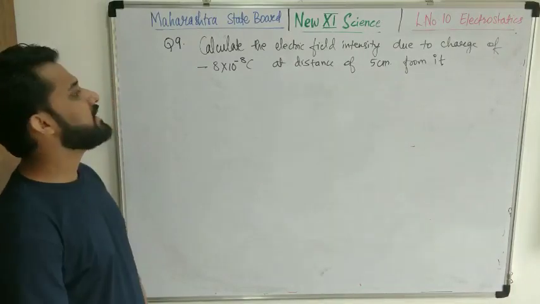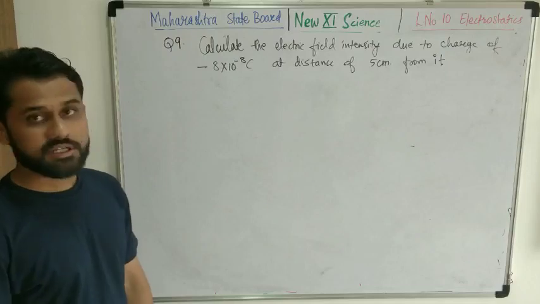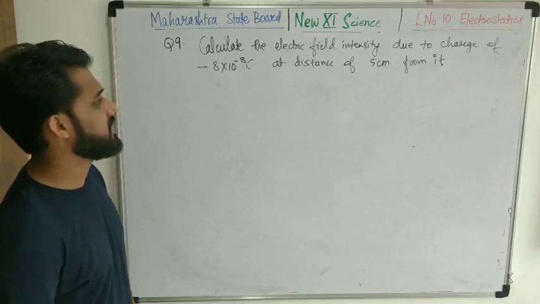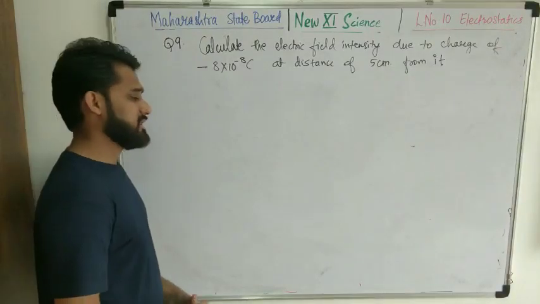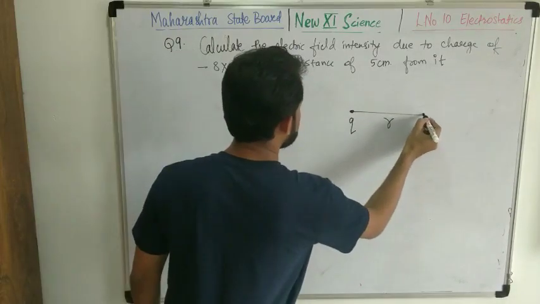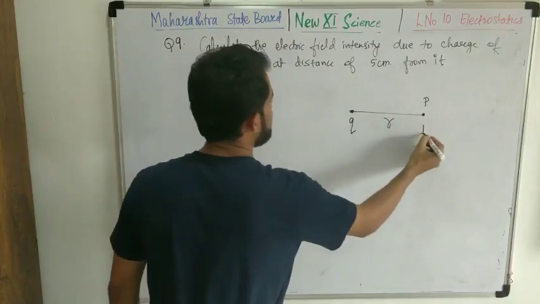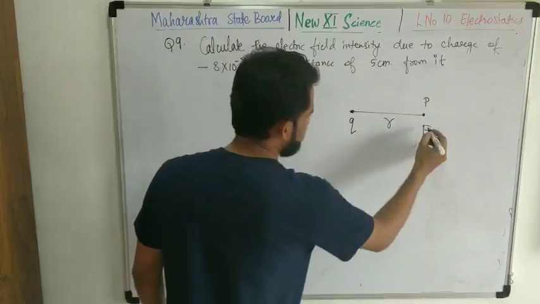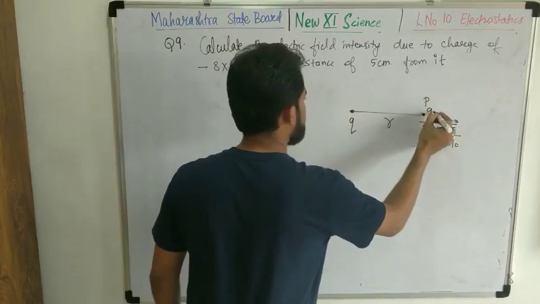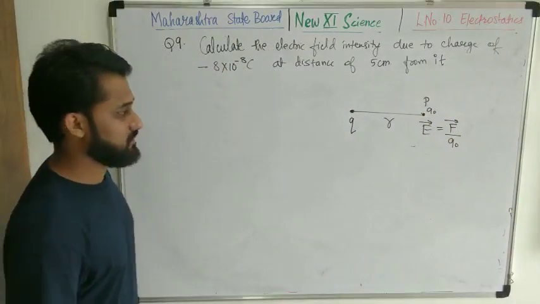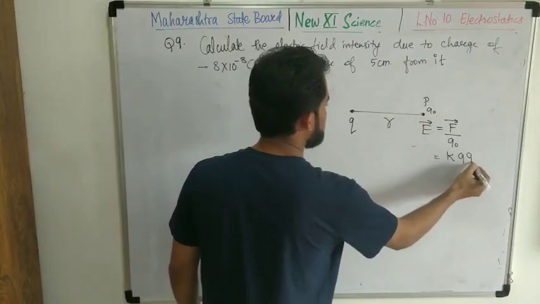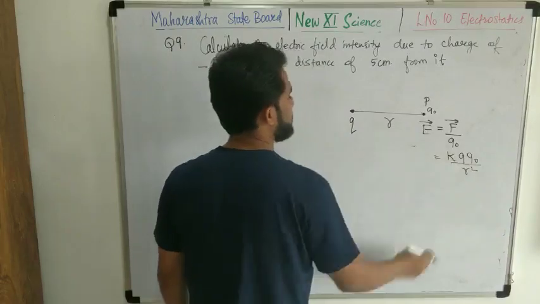Question number 9. Calculate the electric field intensity due to the charge minus 8 into 10 raised to minus 8 Coulomb at the distance of 5 centimeter from it. Very simple question. It is straight away formula based. If this is charge Q, then what is electric intensity at distance R from it? We know the definition of electric intensity. It is defined as force acting per unit charge placed at that point. So as we know, the force acting on the charge at distance R can be given as K Q Q naught over R square. This is by Coulomb's law.